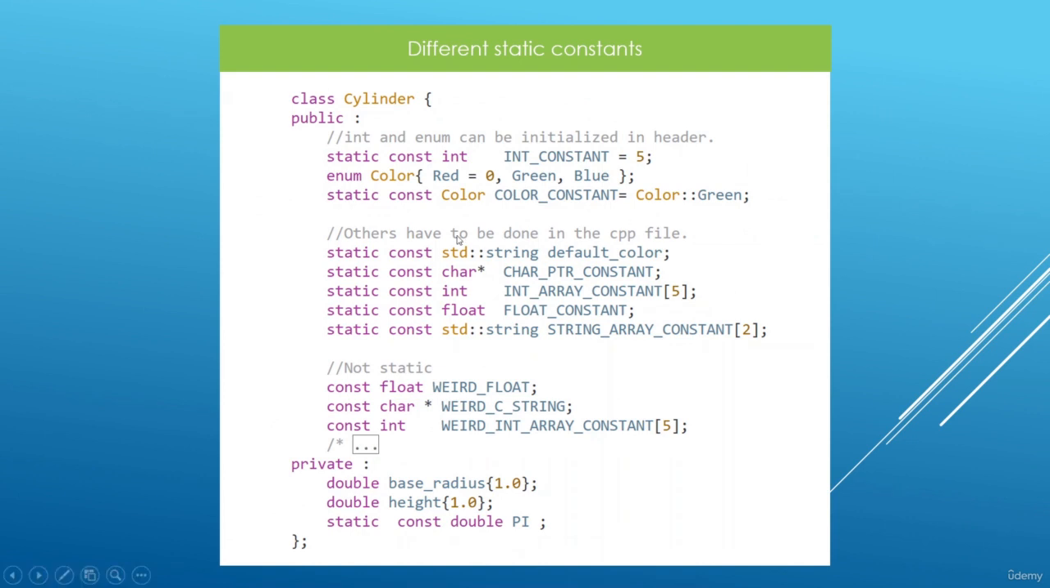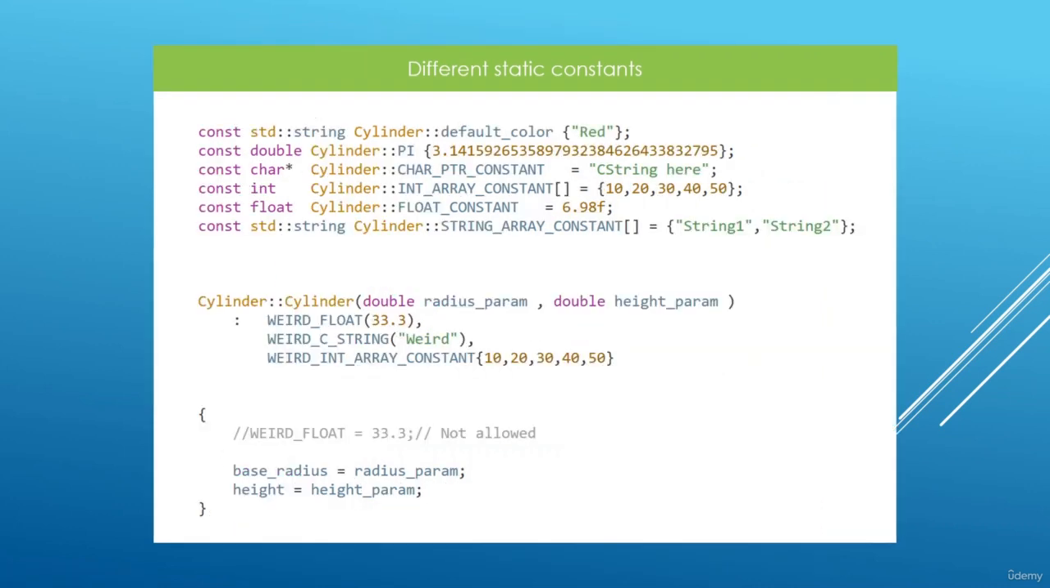But what about constant member variables that are not static? Let's go down here and look at an example. We have weird float here. We have wild C string and we have weird int array constant. If we try to initialize these guys in the header file, we're going to get a compiler error. This is not going to work. But if we do that in the CPP file, please remember that these guys are not static. So you will have to initialize them like you initialize any other member variable. But because they are const, they can only be initialized through an initializer list.